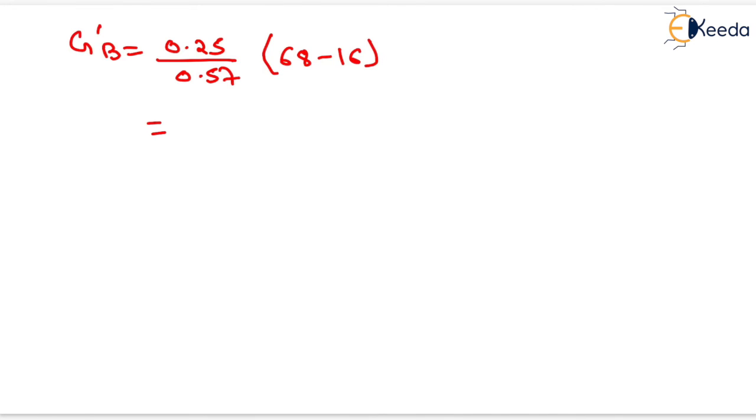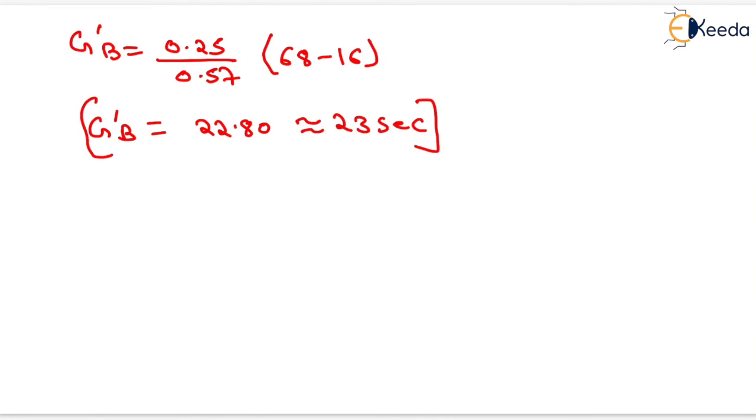Similarly, we can determine the value of G dash B, which will be equal to 0.25 divided by 0.57 into the bracket 68 minus 16. On solving this, we will have the value of 22.80, which is nearly equal to 23 seconds. That is the value of G dash B.